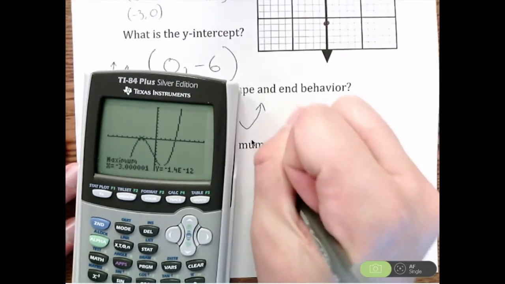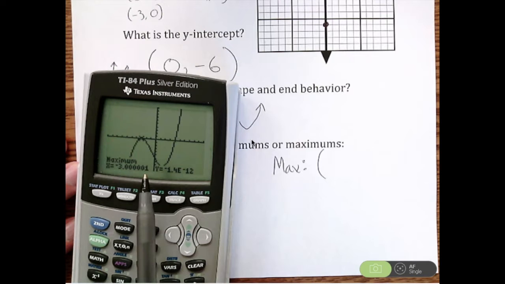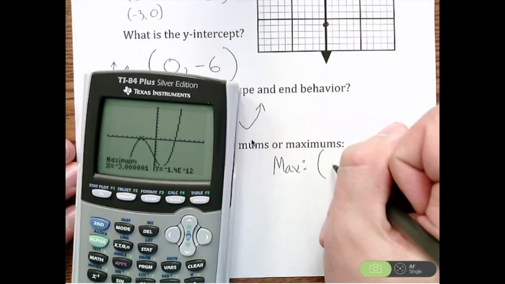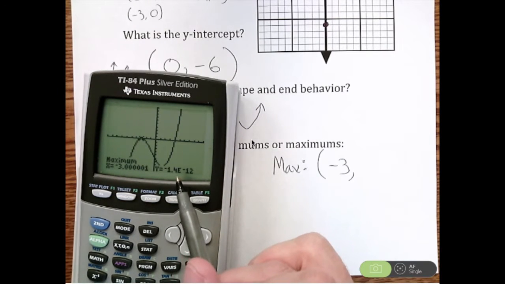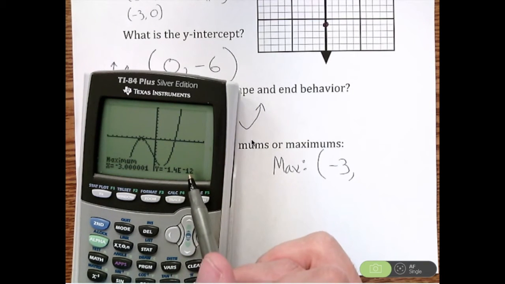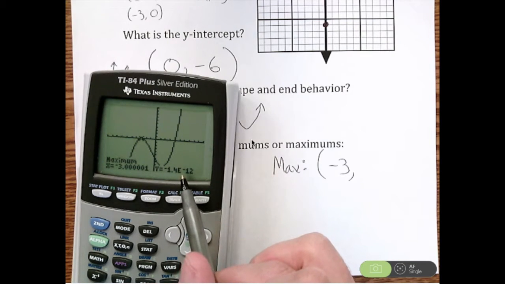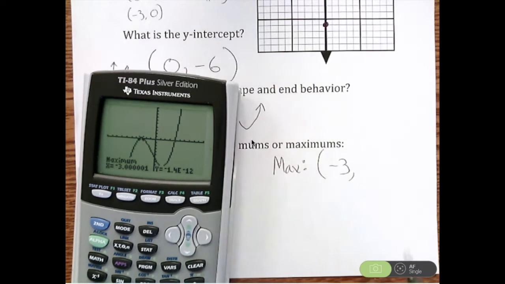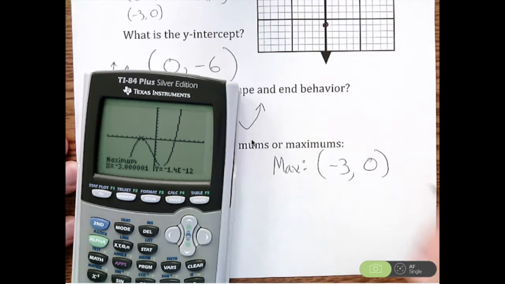So let me write this out. So we're going to have a maximum, and I have negative 3.000001. So if you round that, that's just negative 3. And then our y value, we have something interesting here. We have negative 1.4 e to the negative 12. What this is, that's scientific notation when you have that e like that. So that's like negative 1.4 times 10 to the negative 12. So that's 0.00000000011 times 1.4. So that just rounds to 0. So our max is at negative 3, 0.